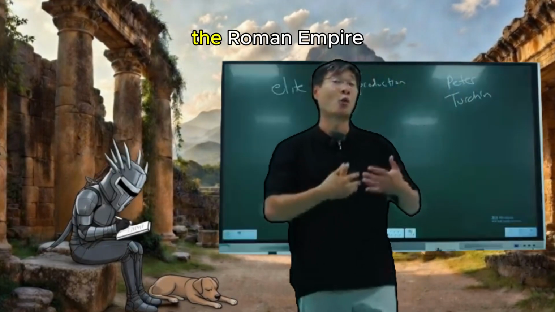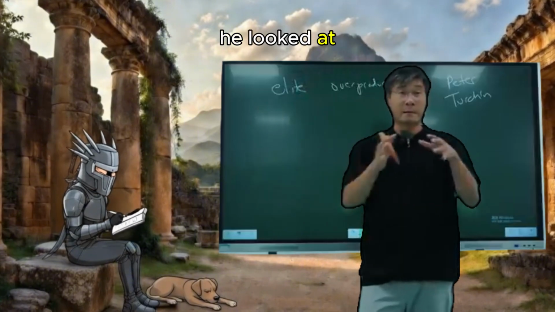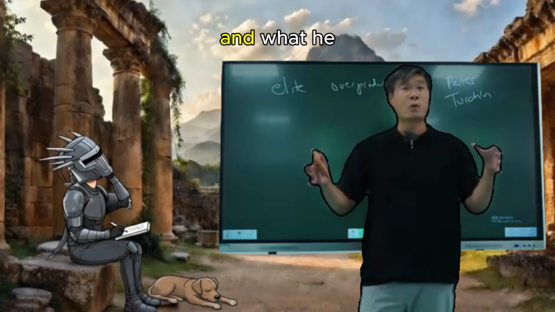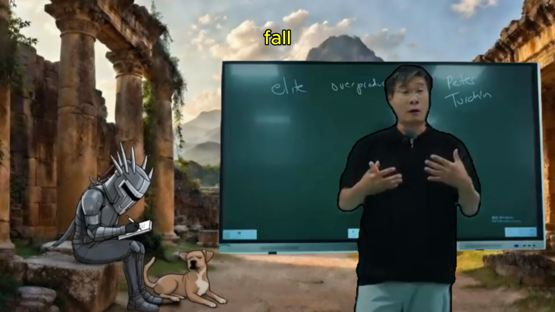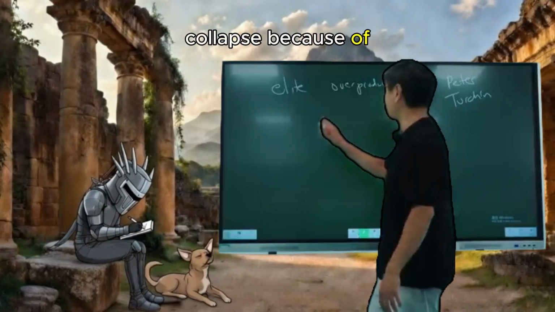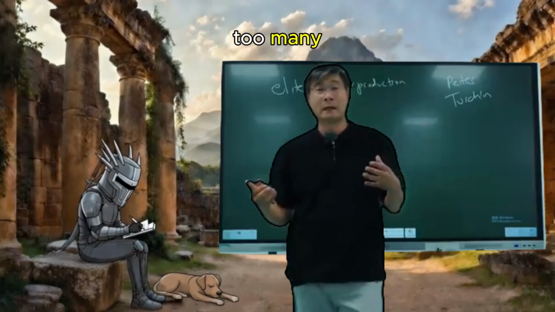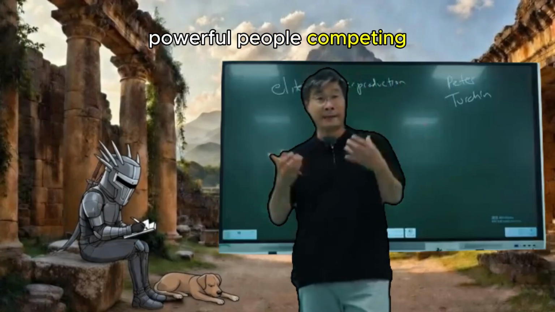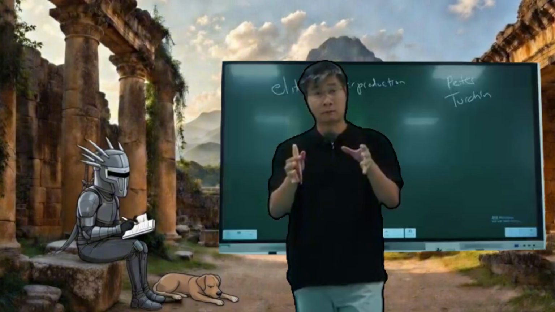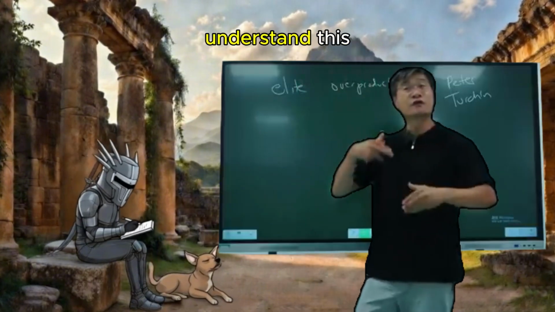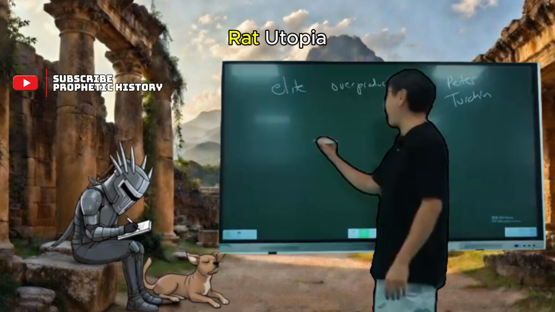He looked at the Roman Empire. He looked at the French Revolution. He looked at many different examples. And what he believed is societies fall, decline, collapse because of the idea of elite overproduction, meaning you have too many powerful people competing for limited positions of power. All right? So to understand this, I'm going to talk about another experiment called rat utopia.